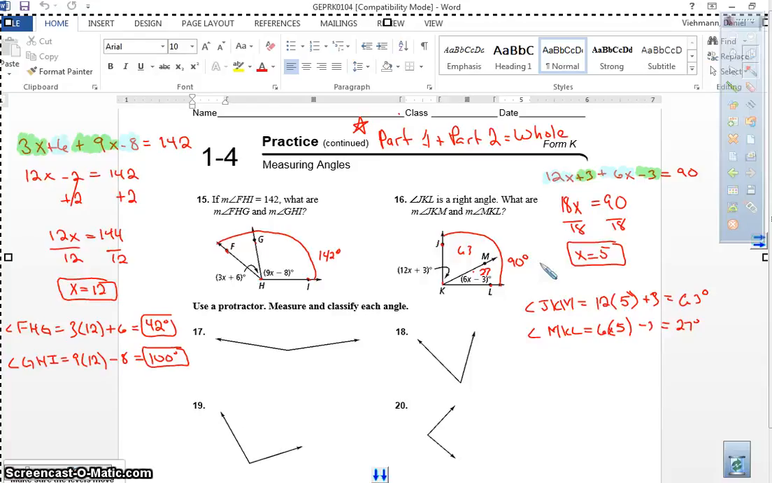Did we have to write whether it's obtuse or acute? I got confused at the top. For 16, it just said it's a right angle. When it says what are, remember how this reads. This is the measure of angle JKM. So what are you finding? The measure of angle JKM. All right? Questions on the first two?